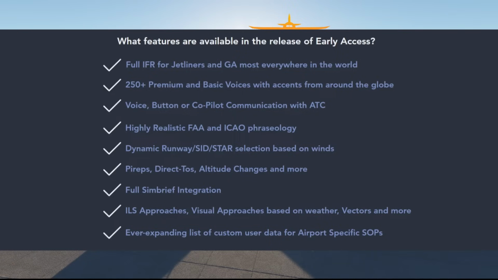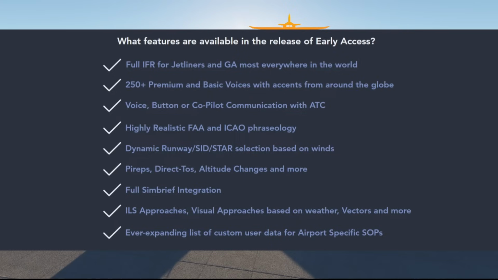And you know what? We might actually do a different flight. Maybe we won't go to the Caribbean. Might find an approach that actually requires vectors onto the approach. We'll see. I'll decide what to do here in a little bit. And an ever-expanding list of custom user data, airport-specific standard operating procedures. So that's an epic thing, and we'll talk about that in another video because it's a whole different bag of worms.